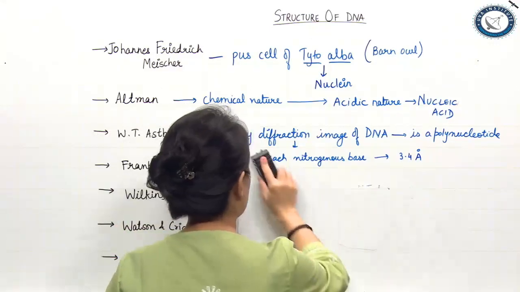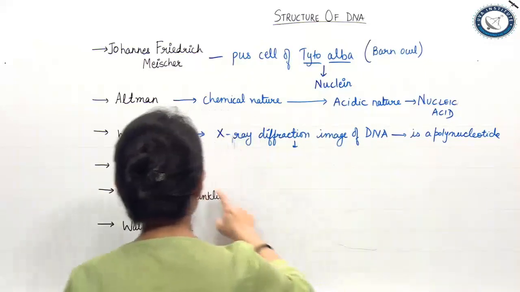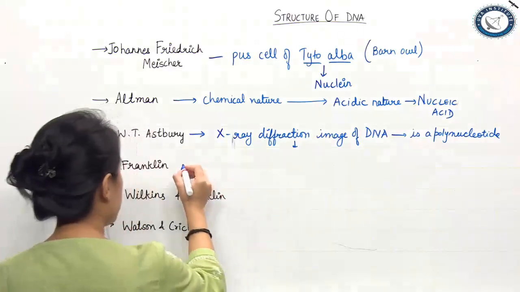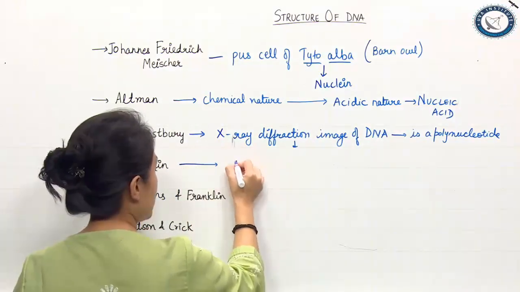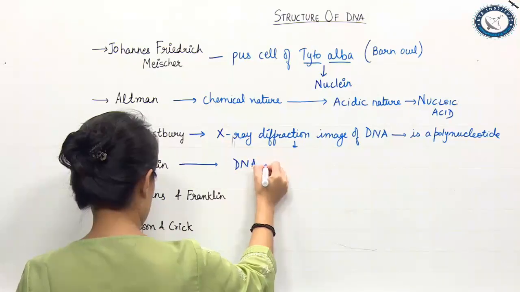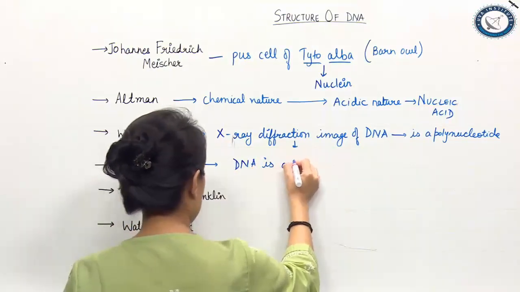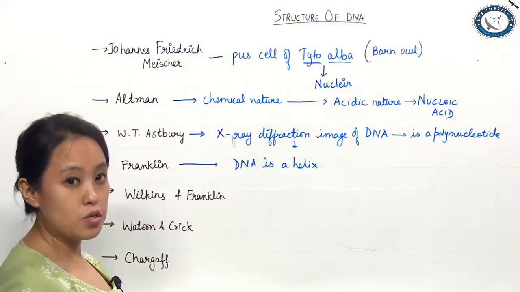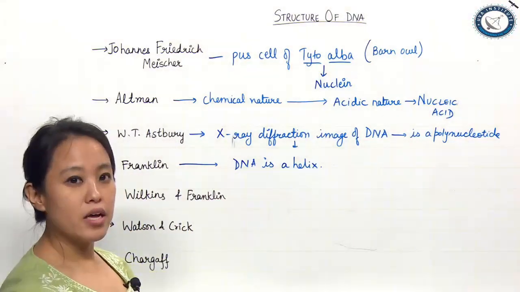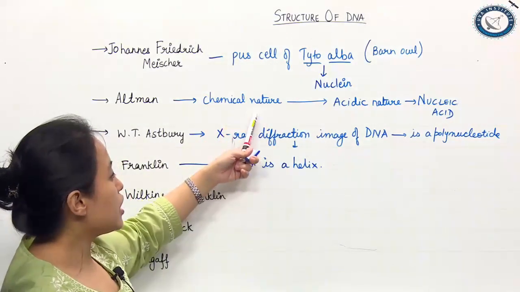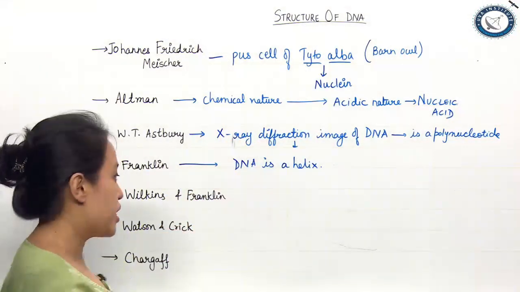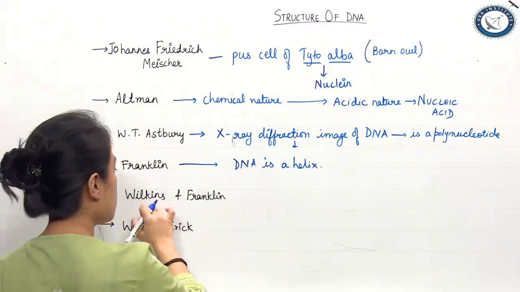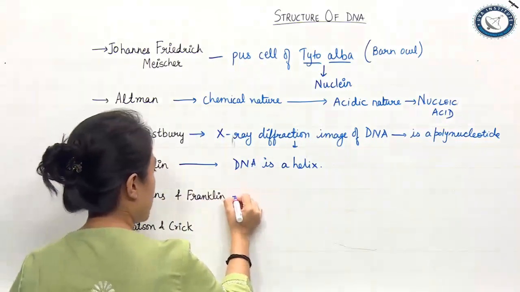Now after this, it was Franklin. Franklin also made a humongous contribution because she was the first person to say that DNA is a helix. On the basis of this evidence, which was very much needed by Watson and Crick, a further contribution was made by Wilkins and Franklin.